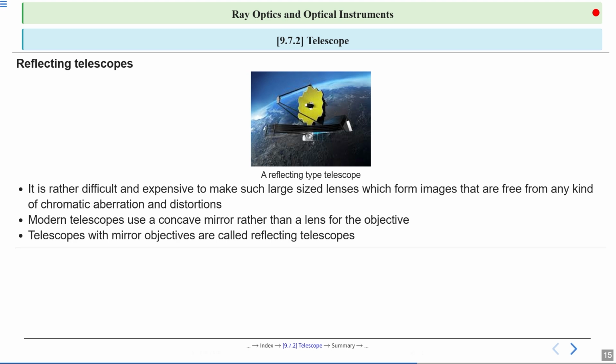Telescopes that use mirror objectives are known as reflecting telescopes. This design is crucial for astronomers as it allows for larger aperture and better image quality, making it easier to study distant galaxies and stars. Reflecting telescopes have become the standard in modern astronomy.